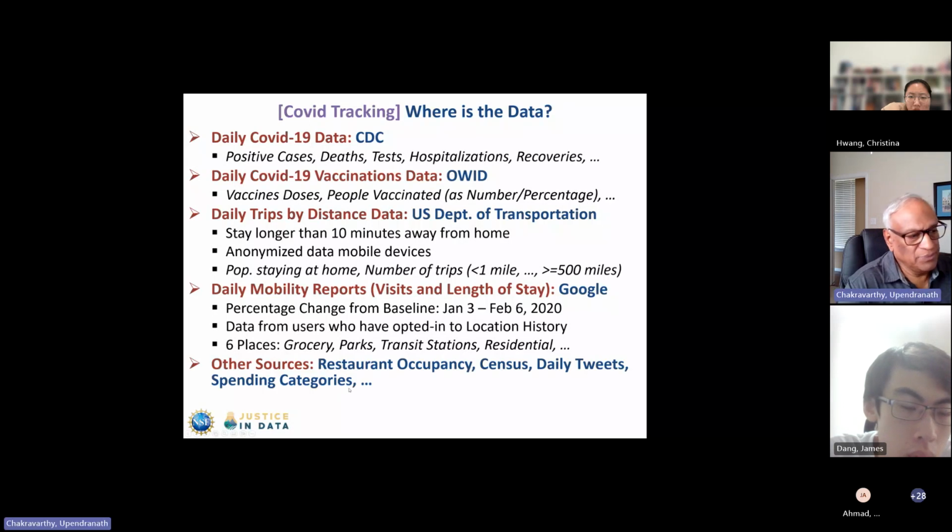Other sources, which I don't think we have used, but you can use, are restaurant occupancy, census, and daily tweets. I think this one we used. Spending categories, this we did not use. I think we had difficulty. So you can see what is the difficulty involved in doing something with multiple sources, right? You have to deal with so many different types of data.